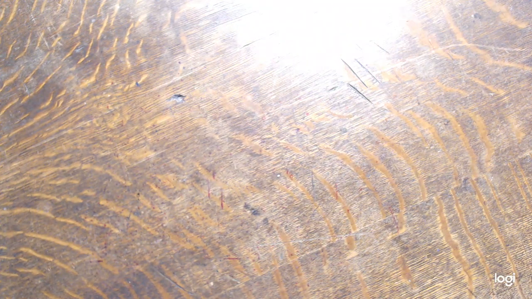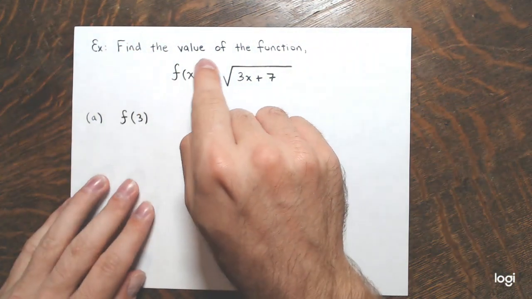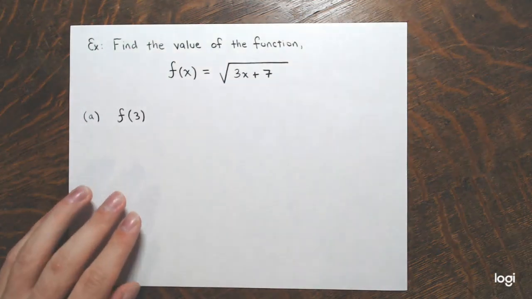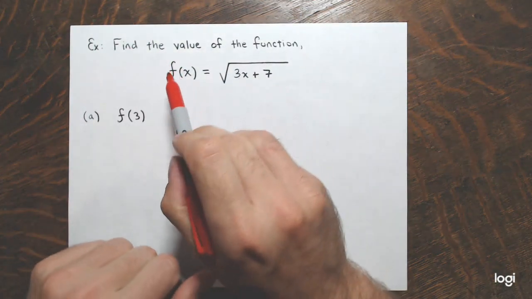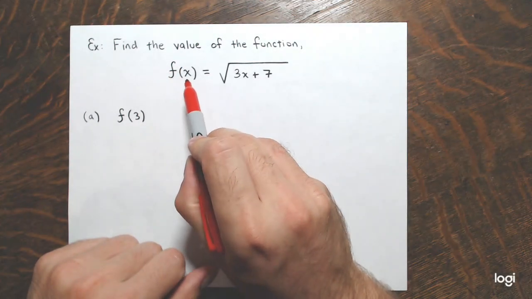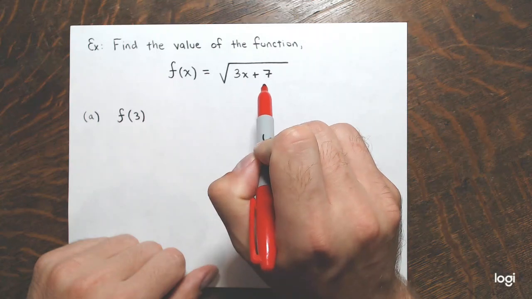Okay. My first example, my first function, and I'm asked to find the value of the function. And the function I'm given here is called f, named lowercase f, f of x equals the square root of 3x plus 7.